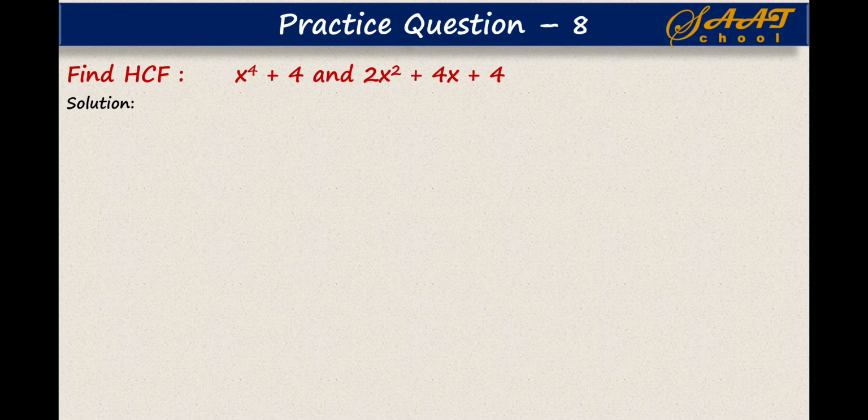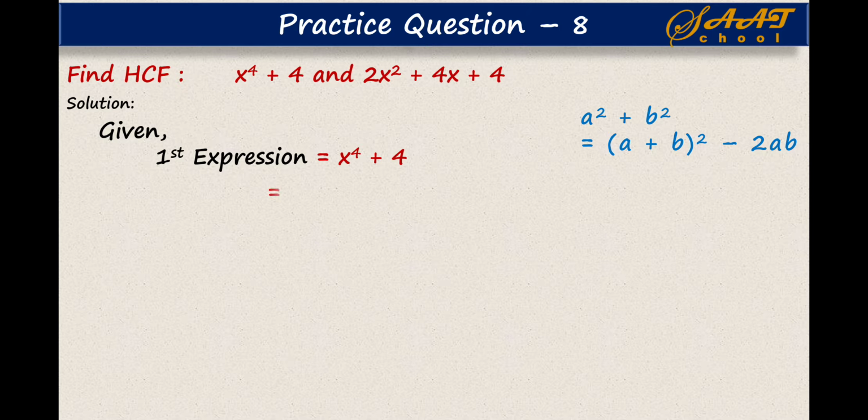Again, find the HCF between x^4 + 4 and 2x^2 + 2x + 2x^2 + 4x + 4. The first expression, x^4 + 4, can be written in the form a^2 + b^2, which is equal to (a + b)^2 - 2ab. We can write x^4 + 4 as (x^2)^2 + 2^2. Here a means x^2, b means 2. So writing the formula for a^2 + b^2, we get (a + b)^2 - 2ab. Again here a means x^2 and b means 2.